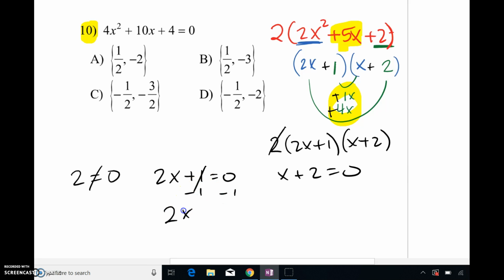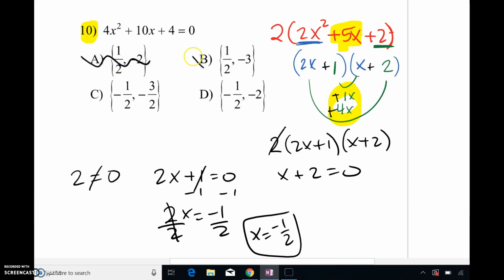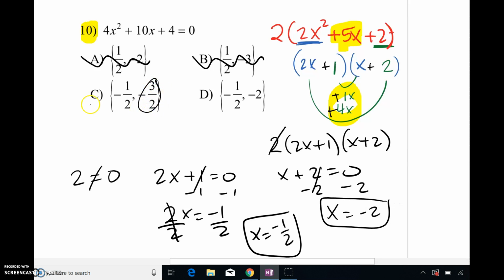Subtract 1. 2x equals negative 1. Divide by 2. And x equals negative 1/2. Now, the beauty of multiple choice, I've eliminated A and I've eliminated B. Subtract 2 and I get x equals negative 2. So my answer choice is, well, that's not negative 2, so it's not that. D.